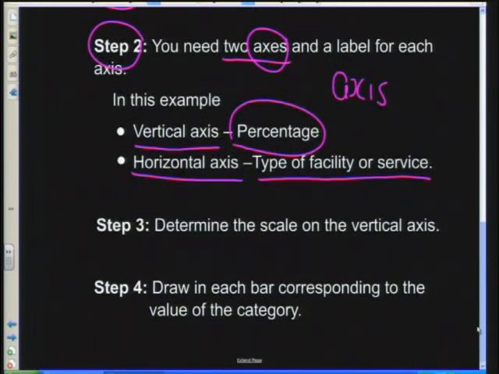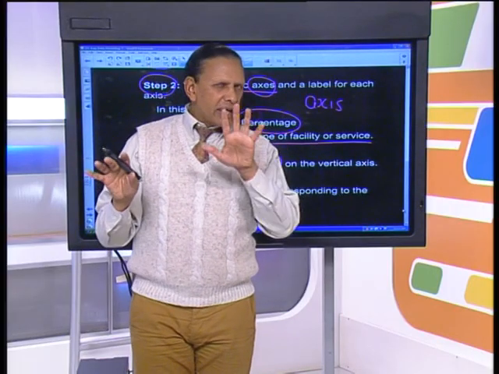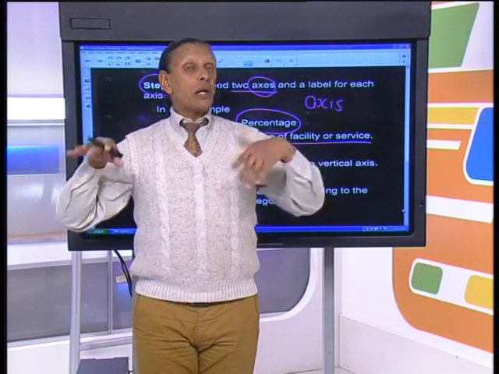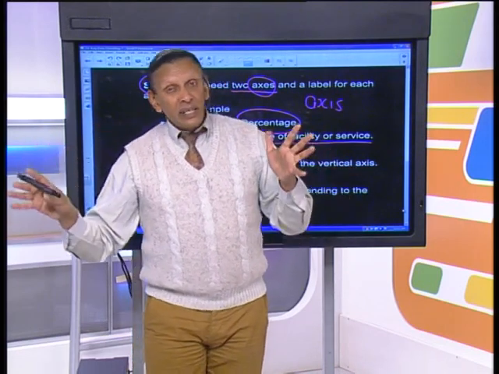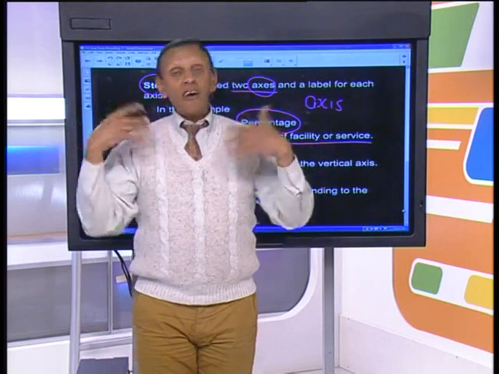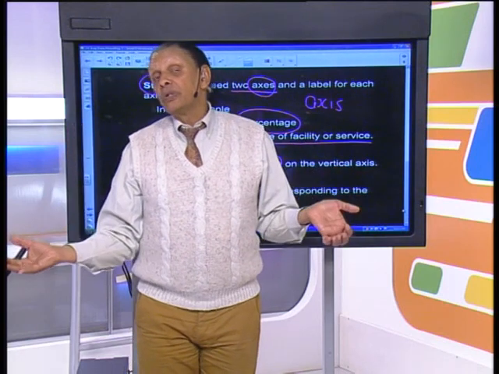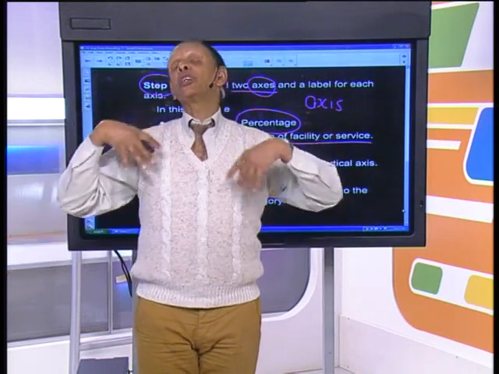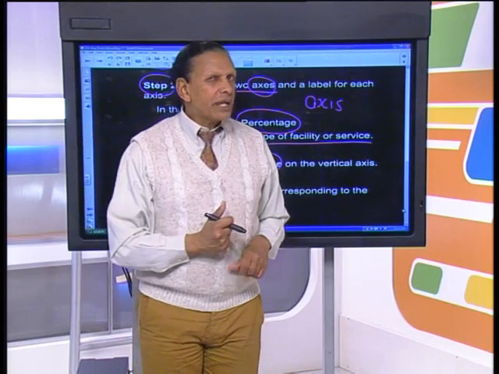Step number three: determine the scale. Very important. You need to have a proper scale, people. Otherwise, if your scale is incorrect, your graph might be distorted. By that I mean the graph might give the wrong impression or the wrong idea of what you're trying to tell. So be very careful with your scale.